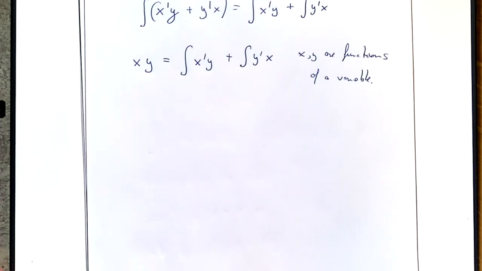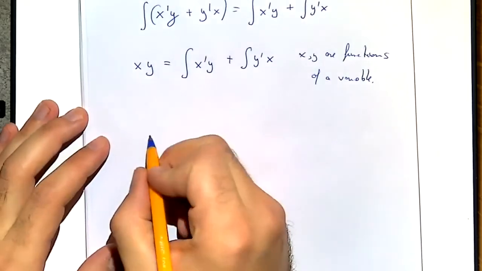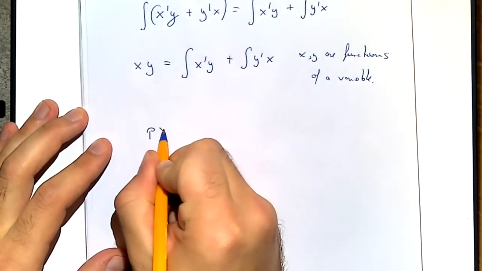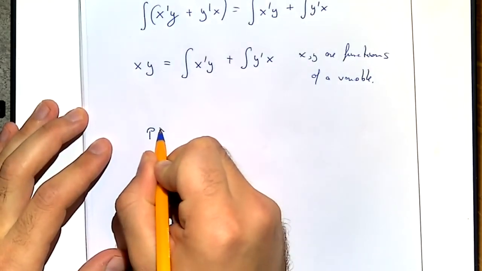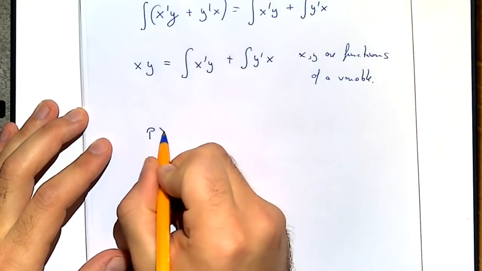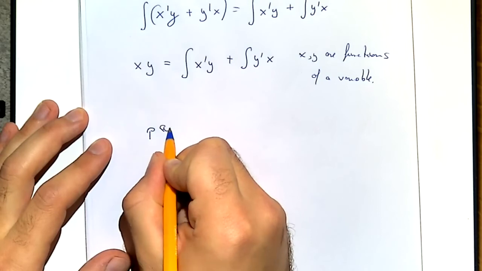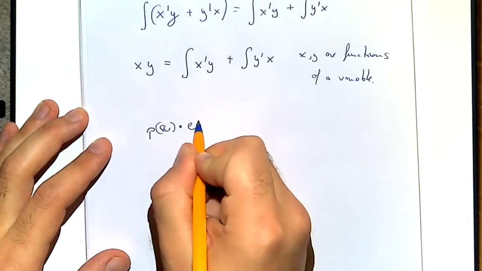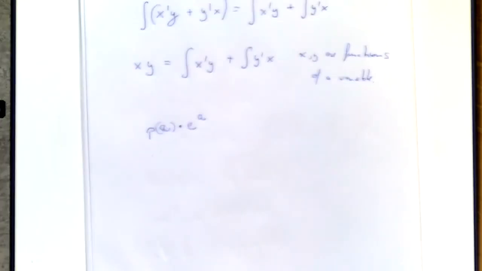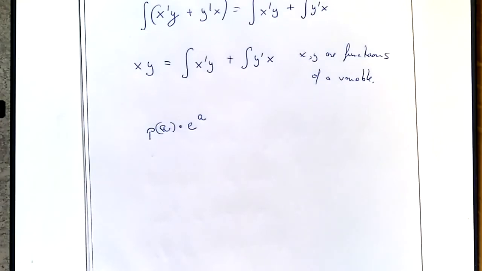I don't know. Let's do it simple. This type of integration is extremely applied when you have something of the type polynomial, let's say a polynomial of, I don't know what variable, let's choose a, multiplied by the exponent of a. When you see something like this, you have to apply by parts to it because it works out really nicely. Let me show you what I mean.